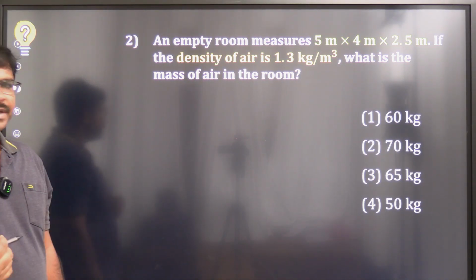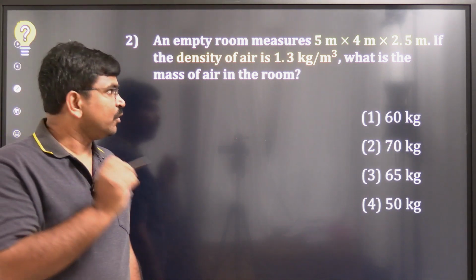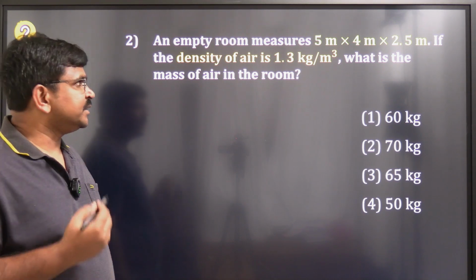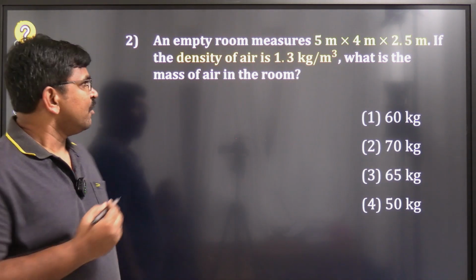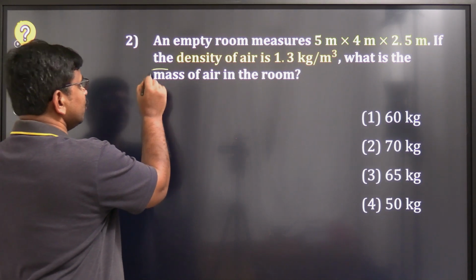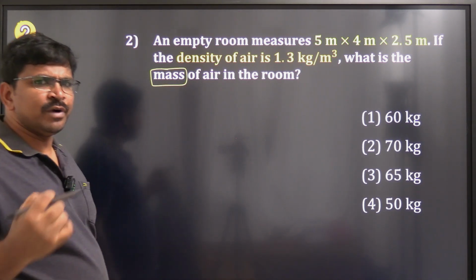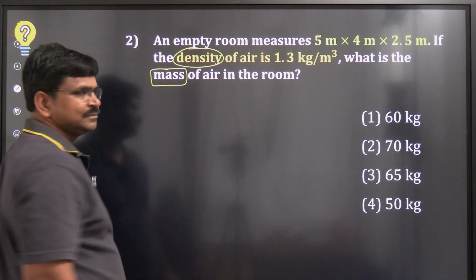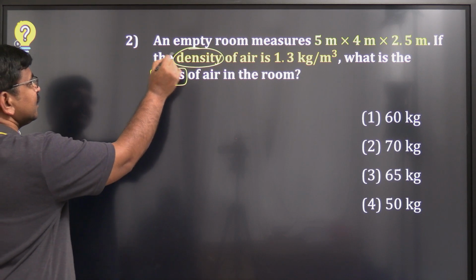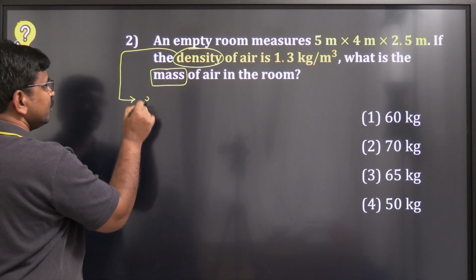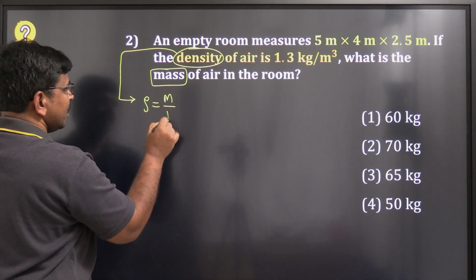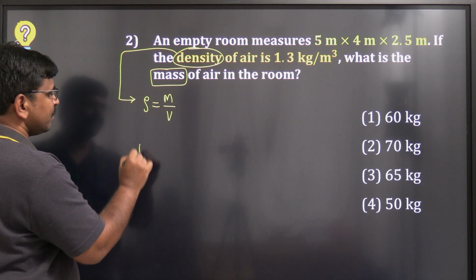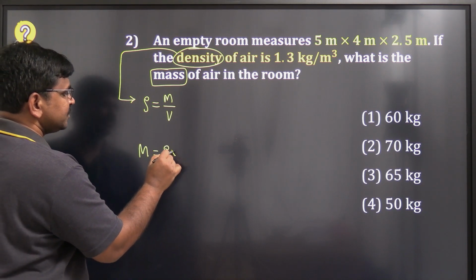An empty room measures 5 meter, 4 meter, 2.5 meter. If the density of air is 1.3 kilograms per meter cube, what is the mass of the air in the room? And here you need to understand the relation between mass and density. We know that the density rho is equal to mass by volume. And the question is to find out the mass. So I can write mass is equal to density times volume.